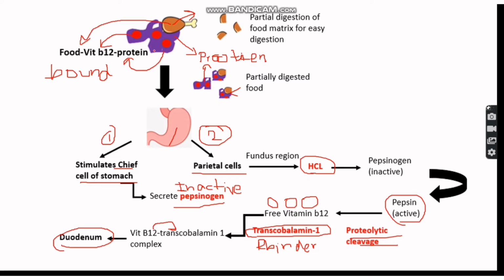Food-bound vitamin B12 is bound to the protein part of the food. In the mouth, the food is partially digested, and that partially digested food contains food particles, protein, and vitamin B12. In the stomach, chief cells secrete inactive pepsinogen, which must be converted into its active form. So the parietal cells in the fundus region of the stomach will release HCl. That HCl will convert pepsinogen, the inactive form, to pepsin. That pepsin will cleave the protein part of the food, a process known as proteolytic cleavage, which will free the vitamin B12 from this complex.